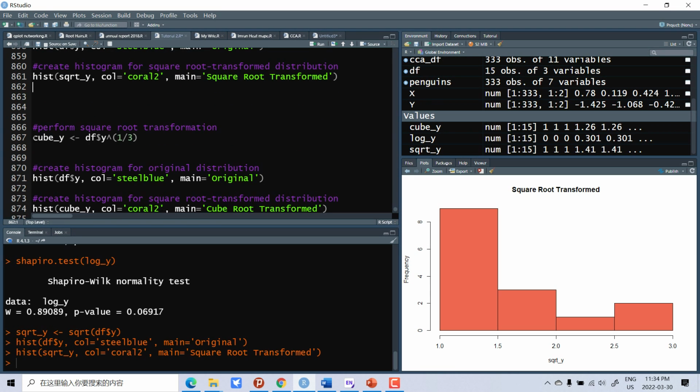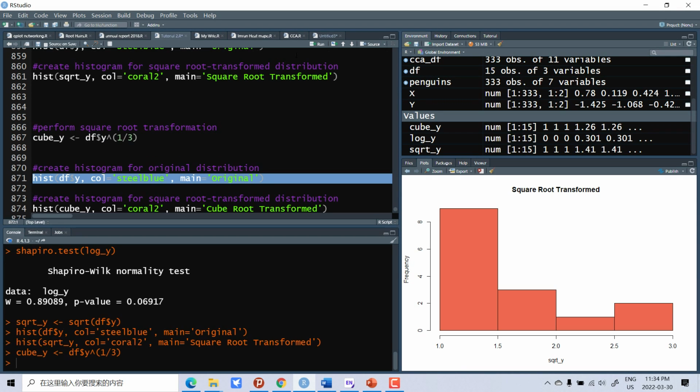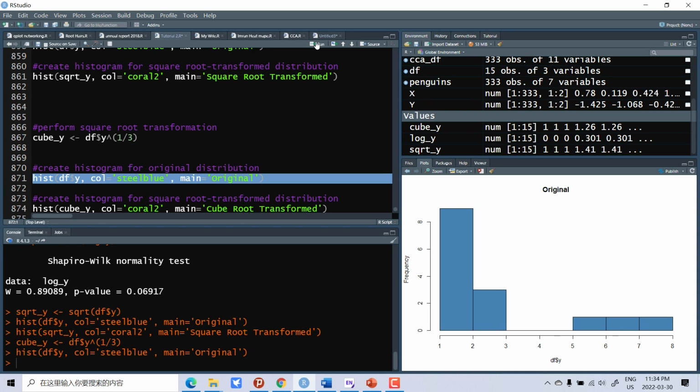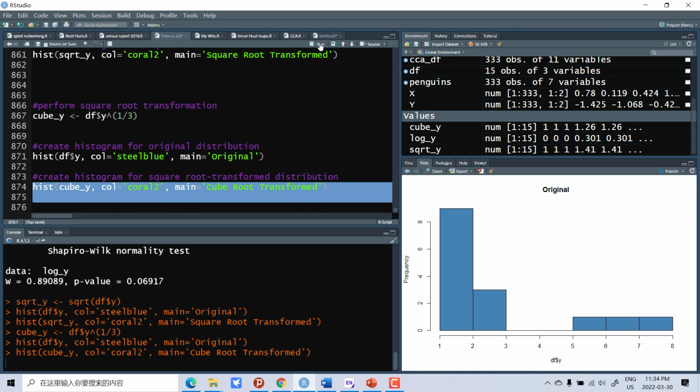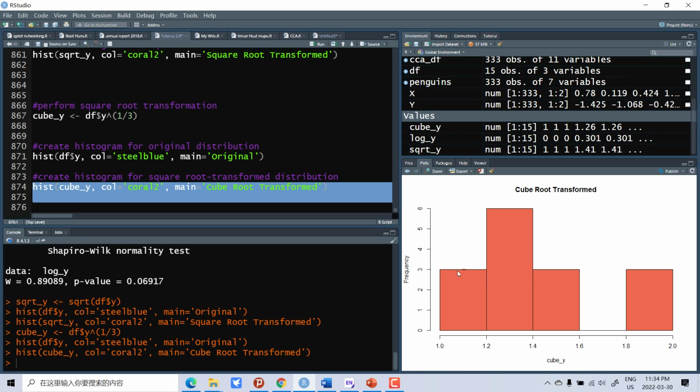And now we can do cube. We can cube now. This is the histogram of the original, and now we can make the histogram of the cube. Now you can see the data is almost equally distributed. So this was about data transformation.